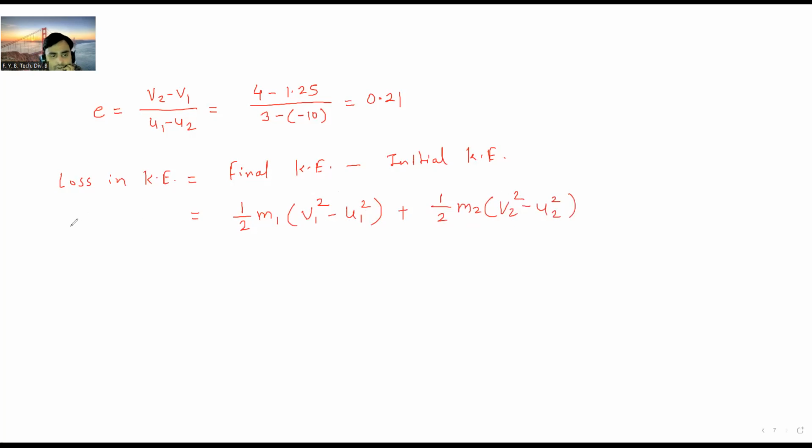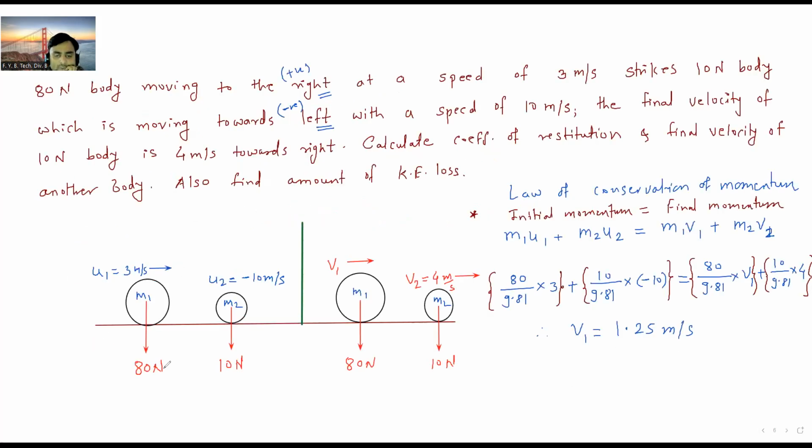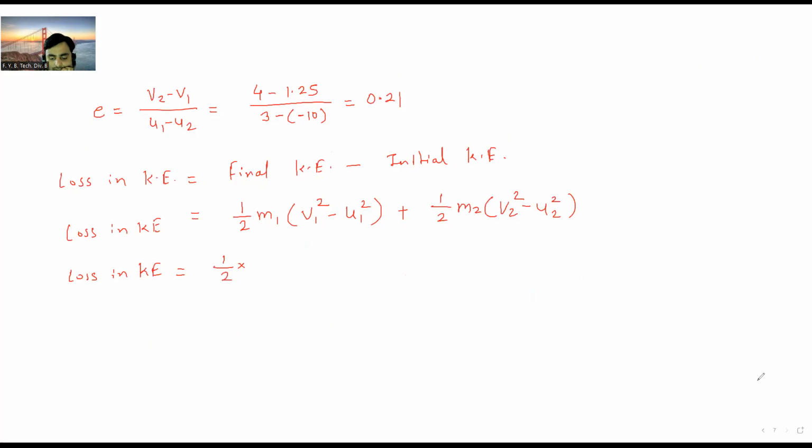Okay, so loss in KE is equal to half into m1. M1 is the mass of the first body. 80 Newton is the weight. M1 is mass. This 80 is weight. It is in Newton. So 80 divided by 9.81. What is the answer? 8.15 into V1 square. V1 is the velocity.